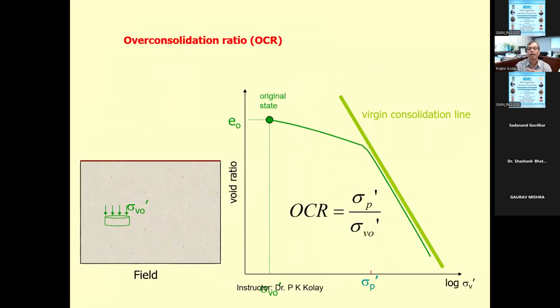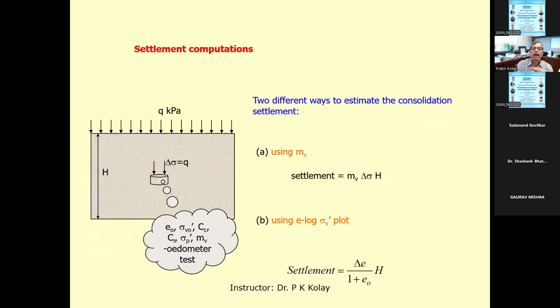There is also the over-consolidation ratio. You need to know the pre-consolidation pressure divided by the initial stress. So you can easily find out from there how much the soil is over-consolidated. Most of the time, the over-consolidation ratio is 1, meaning that the soil is normally consolidated. And the settlement calculation, this is the most important. Later on, we will talk about that.